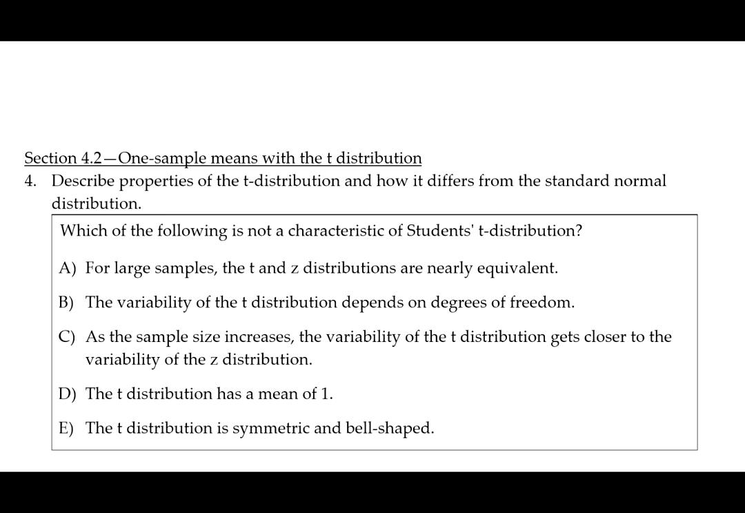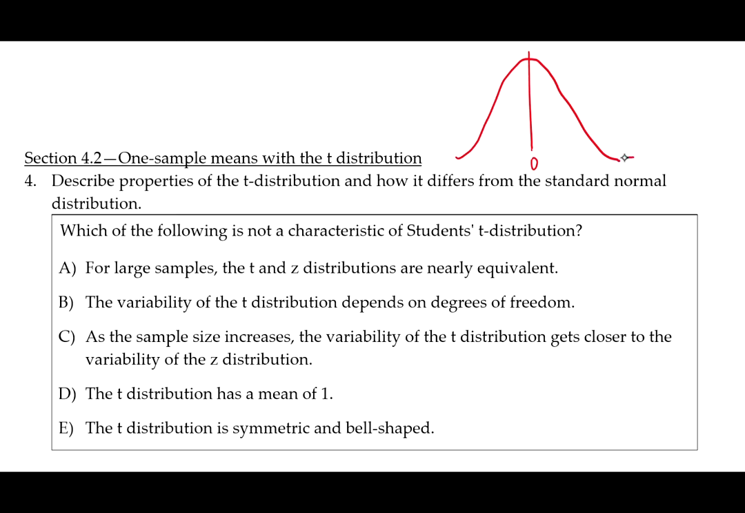The fourth learning objective in section 4.2 is to describe properties of the t-distribution and how it differs from the standard normal distribution. Let me try to draw a little sketch for you. The z-distribution, or the standard normal distribution, is bell-shaped, centered around 0, with a standard deviation of 1.